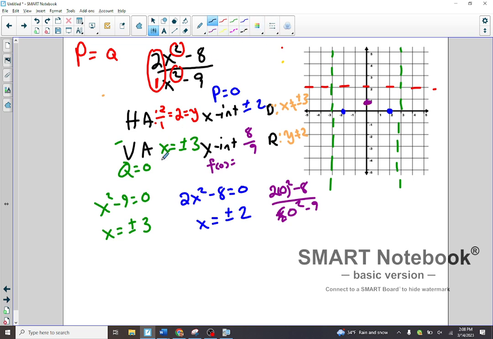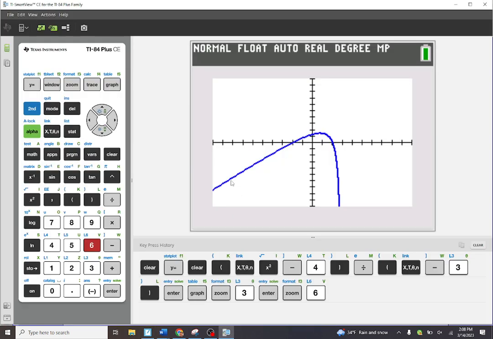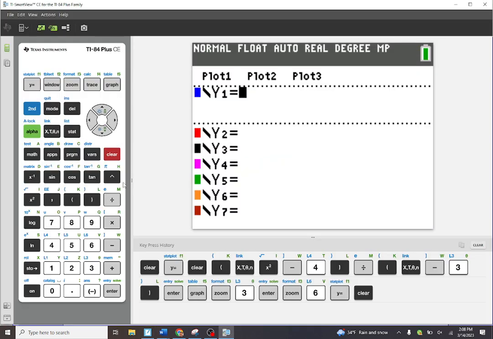Domain and range does not affect your graphing. 2 times 0 squared minus 8, over 0 squared minus 9. So then you type that into your calculator. Make sure you use parentheses. What would it be? I'm sorry, it was 2.